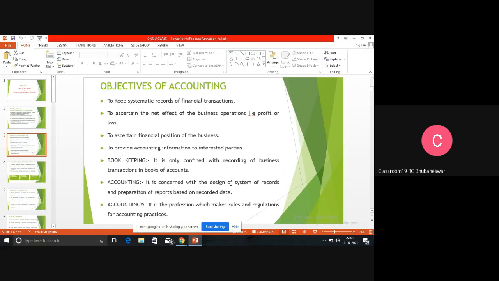In a profit making organization, we prepare the PL account. In a non-profit making organization, we prepare the receipt and payment account, but the concept is the same. The concept is to record all the business transactions to verify whether the organization is heading towards profit or the organization is suffering with loss.